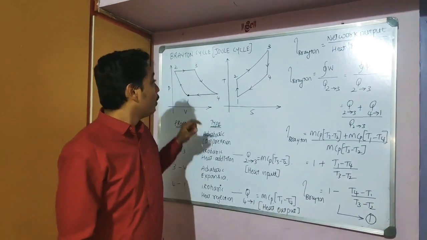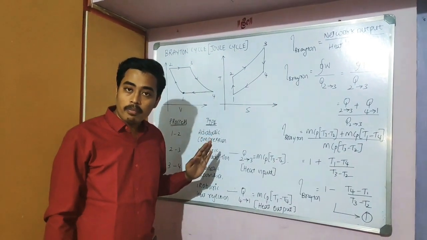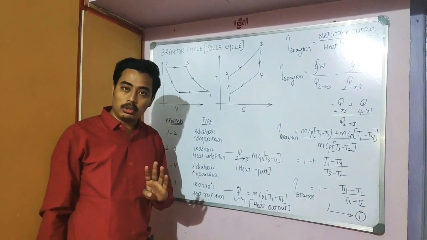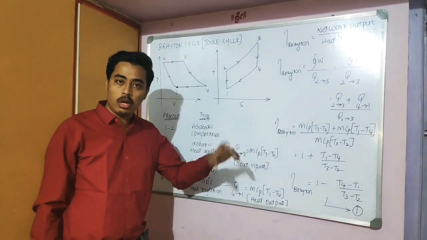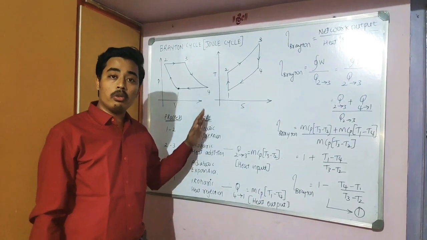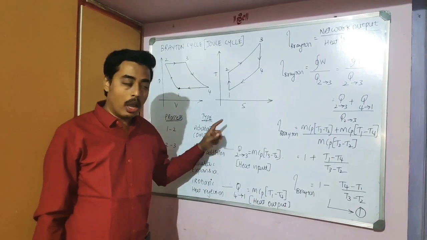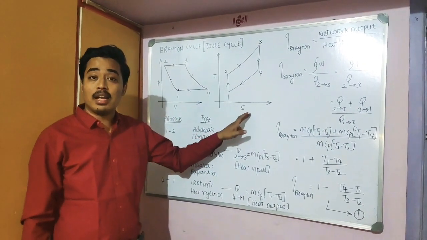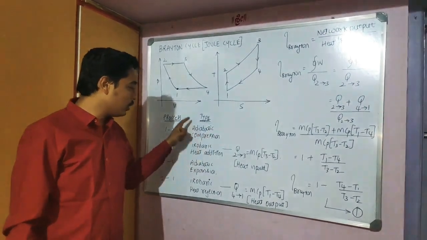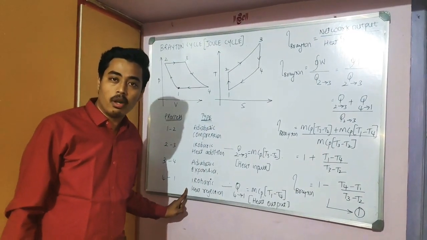Now listen here. The Brayton cycle, as you all know, consists of four processes: 1 to 2, 2 to 3, 3 to 4 and 4 to 1. So before you start any derivation of any cycle, you have to draw the PV diagram as well as the TS diagram along with the different types of processes involved in it, right?